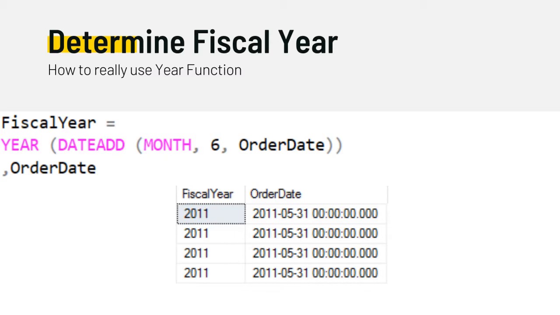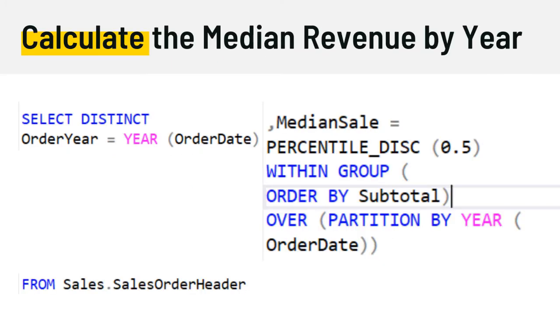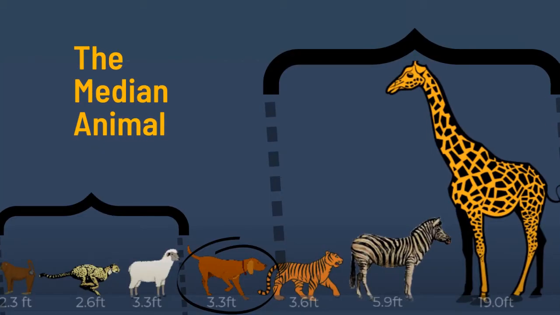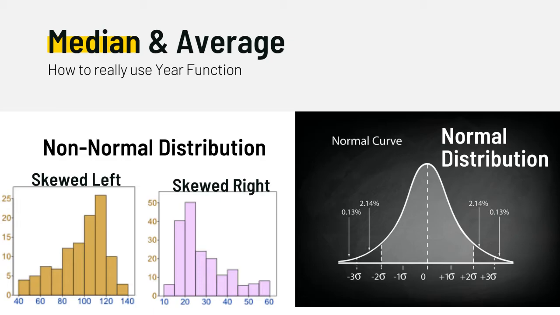So another way to really use the year function is by using it with a combination of other functions. Again, for instance, to identify the median revenue by year. For those who are unfamiliar with the median, it's simply a numeric value that separates a higher half of a sample, a population, or a probability distribution from the lower half. The median is generally useful to determine the central tendency of data. Statisticians would go further and say the median determines the central tendency of data distributions that are not normal, which is to say that it's useful for data that's skewed.